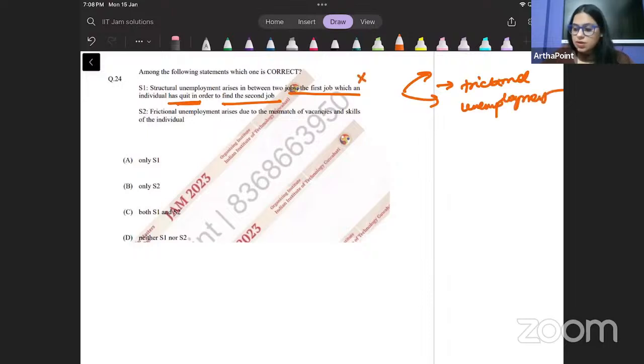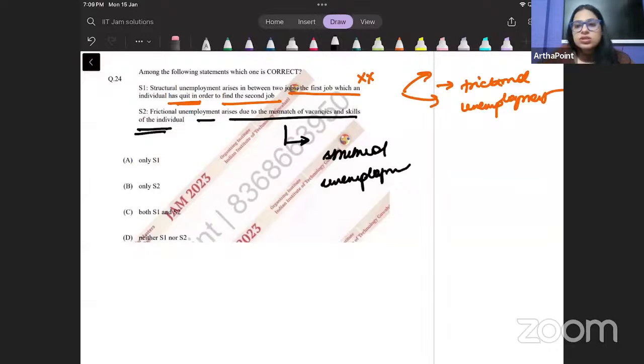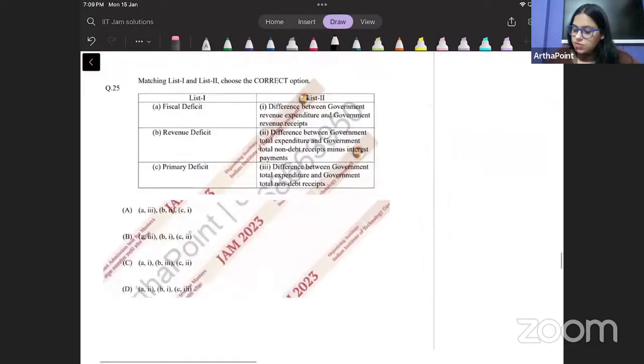This is incorrect, beta. Look into the second one. It says frictional unemployment arises due to mismatch in vacancy and skill. No, if you don't have the right skill to join the job. So for example, if you don't know how to use a computer, right? You know how to use a typewriter, right? And the job is using a computer, right? Then it is called structural unemployment. So both the statements that have been given to you are actually a mismatch. दोनों ही उल्टी दी हुई हैं, right? A का B दिया हुआ और B का A. So ideally both the statements are incorrect. So option will be D. Okay. Come to the next question.